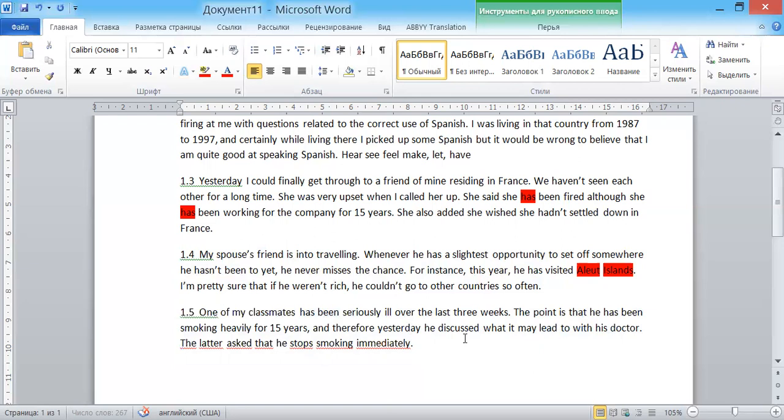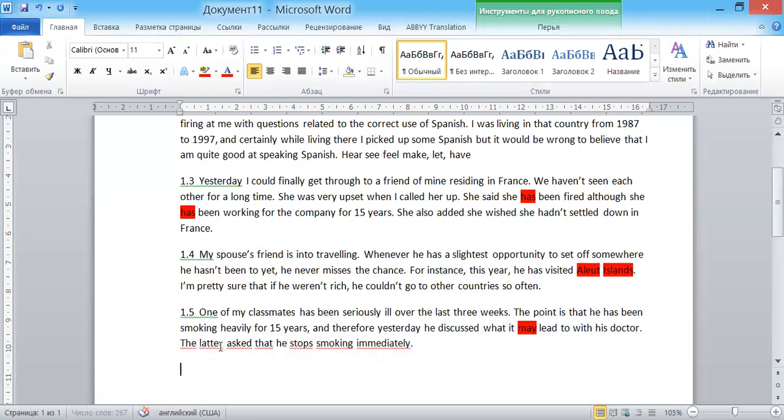And if the first verb has been taken in the past form, we can't use the rest of the verbs in the same sentence in the present tense. But may is the present simple tense form. Instead of may, we should use might. And in this case, everything is fine. Yesterday, he discussed what it might lead to with his doctor.